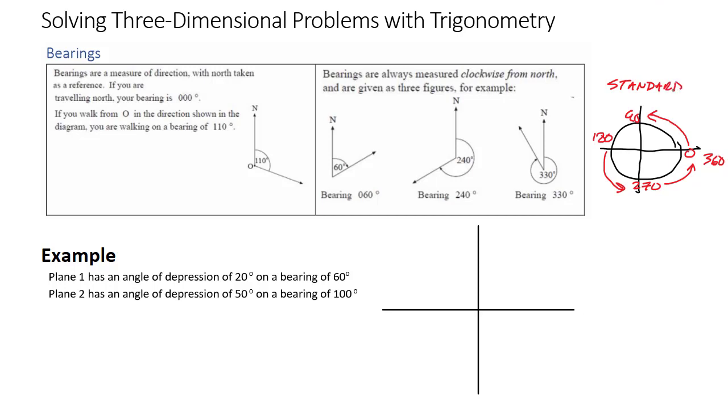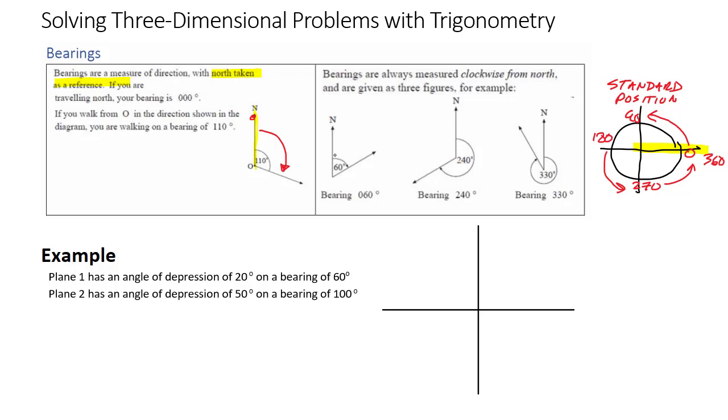Now, we're not going to be measuring from standard position with bearings. Bearings are measured with north taken as the reference. So instead of starting over here on our x-axis, we actually start right here is where we measure from. And bearings are measured moving in a clockwise direction. So we're still measuring the same degrees. It's still 360 for a full circle, but starting at north, moving clockwise.